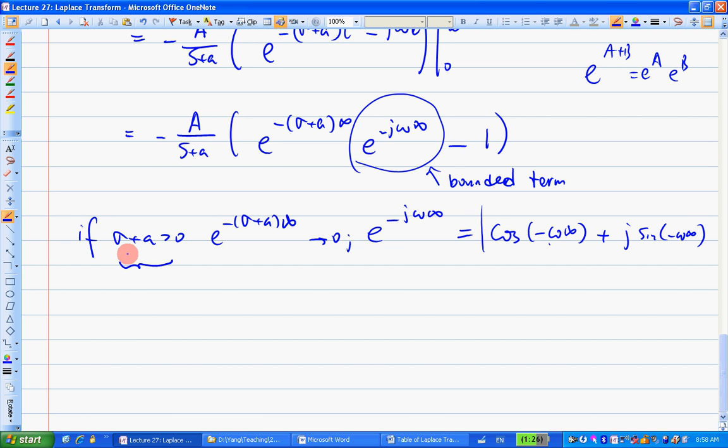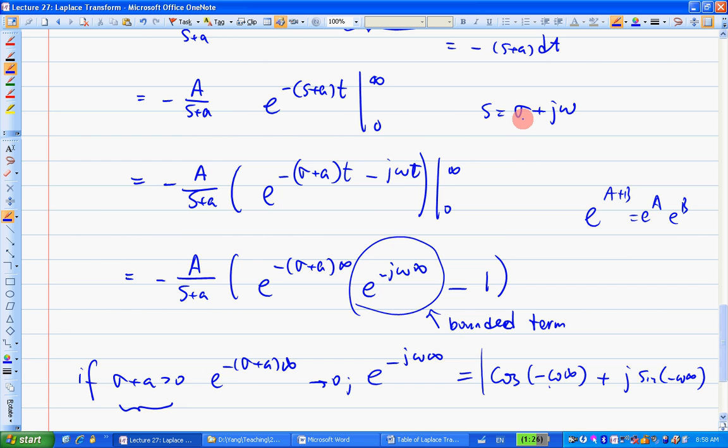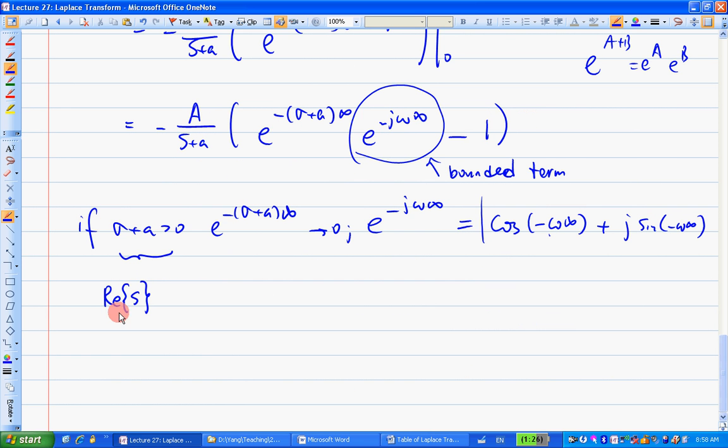Let me write it slightly differently. I'm going to write the sigma as the real part of s. So when the real part of s plus a is greater than 0, or when it's greater than negative a, then this term goes to 0.